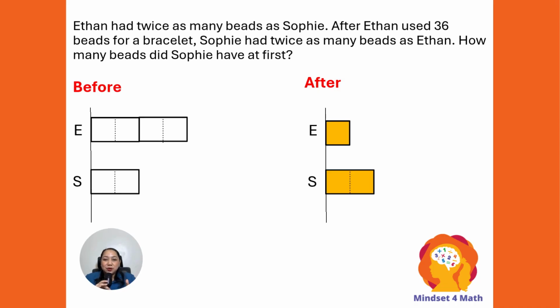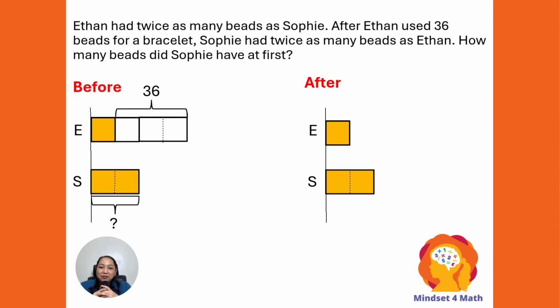Now let's observe the before and after model. I colored the after model orange because I want you to see where that is in the before model. To help you see the connection between the before and the after model, I also colored the after part that you can see in the before model orange. Therefore, the 3 white units that belong to Ethan in the before model would represent the 36 beads that he used for the bracelet. How many beads did Sophie have at first?